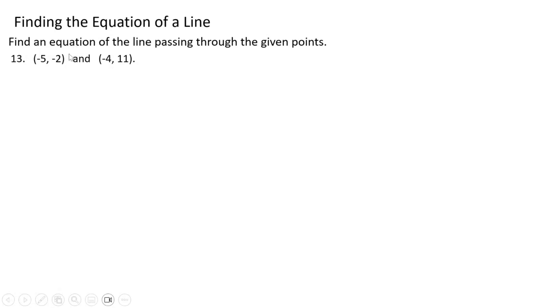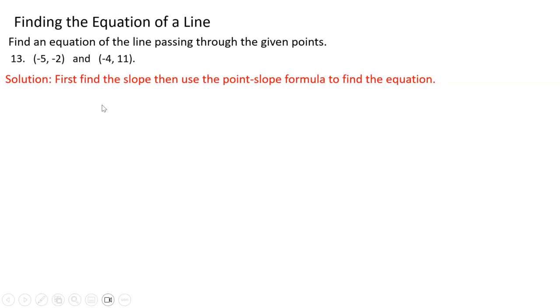Now find an equation of the line passing through the given points. First we need to find the slope, and then we're going to use the point-slope formula to find the equation. There's my slope formula, and there's the point-slope formula to find my equation, which is y minus y1 equals m times parentheses x minus x1 close parentheses.